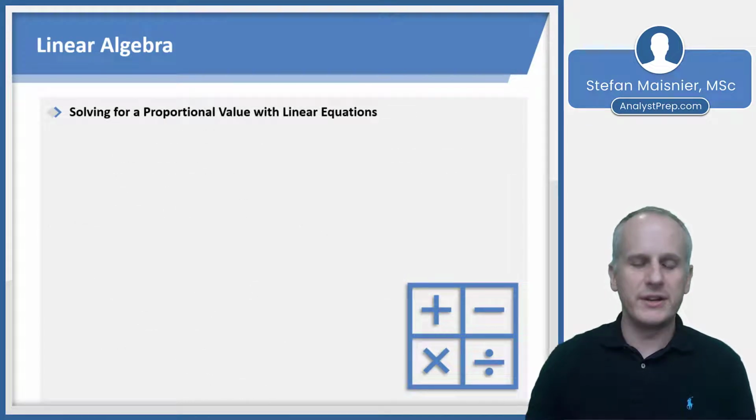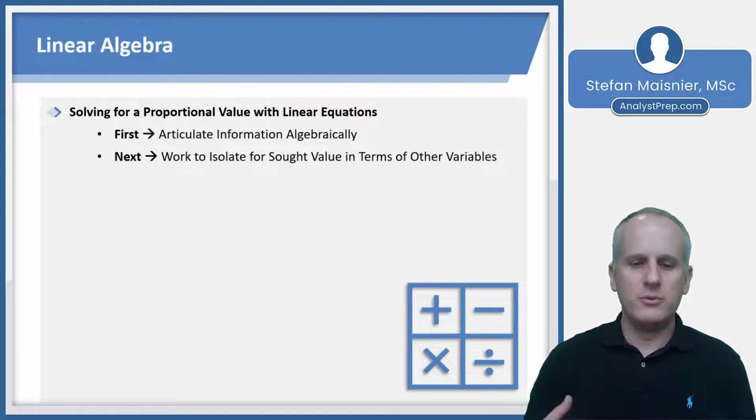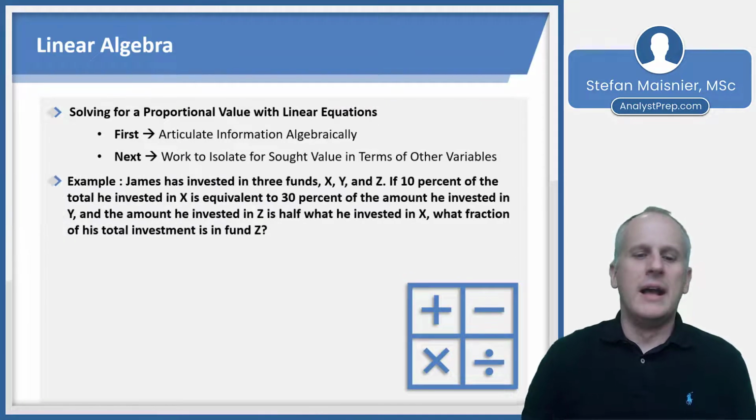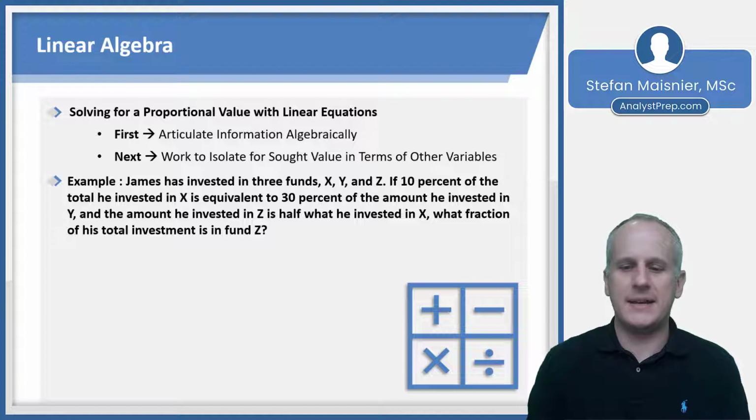So, moving along, you can also solve for proportional values with linear equations. So first, again, articulate the information algebraically. Then you want to work to isolate for those sought value or values in terms of the other variables. So for example, we've got James has invested in 3 funds, X, Y, and Z. If 10% of the total he invested in X is equivalent to 30% of the amount he invested in Y, and the amount he invested in Z is half what he invested in X, what fraction of his total investment is in fund Z?